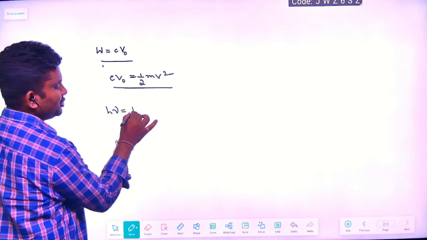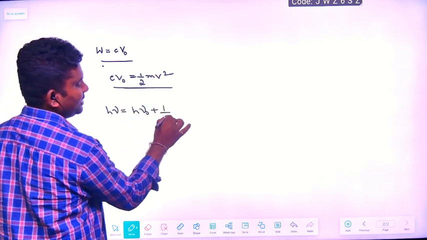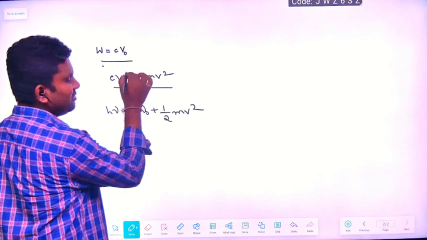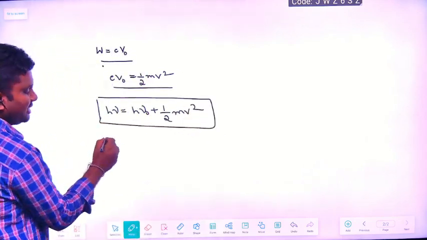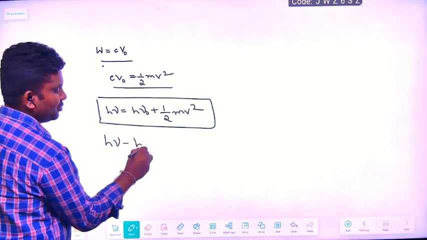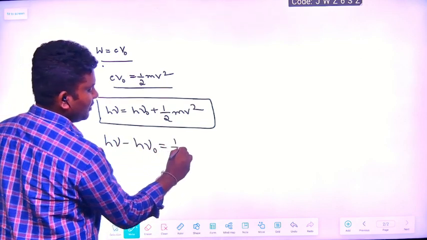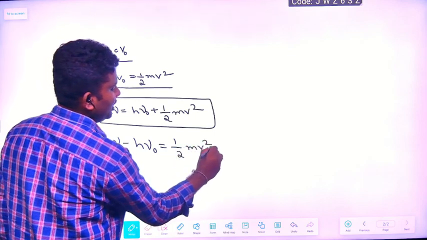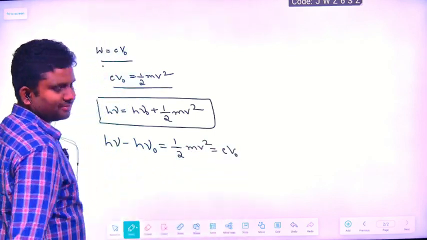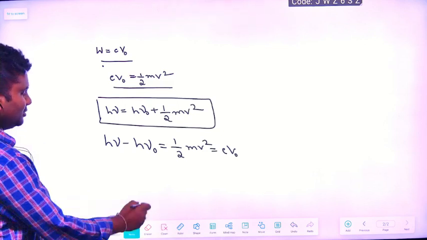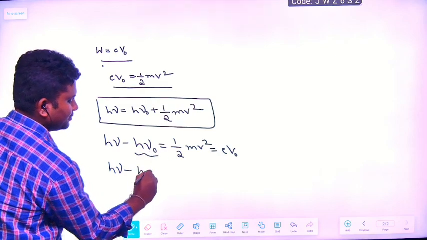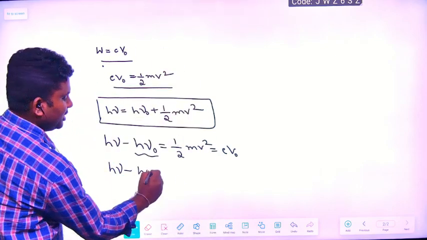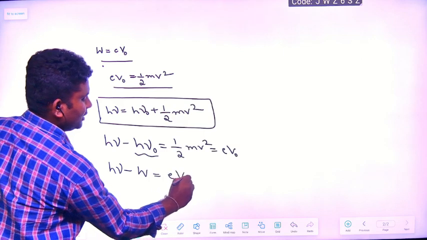And you know Einstein's equation, h mu is equal to h mu naught plus half mv square, right? Since half mv square is equal to eV naught, what I say is h mu minus h mu naught is equal to half mv square, which is also equal to eV naught. Correct, right? So h mu minus h mu naught means the work function W or phi, which is equal to eV naught.